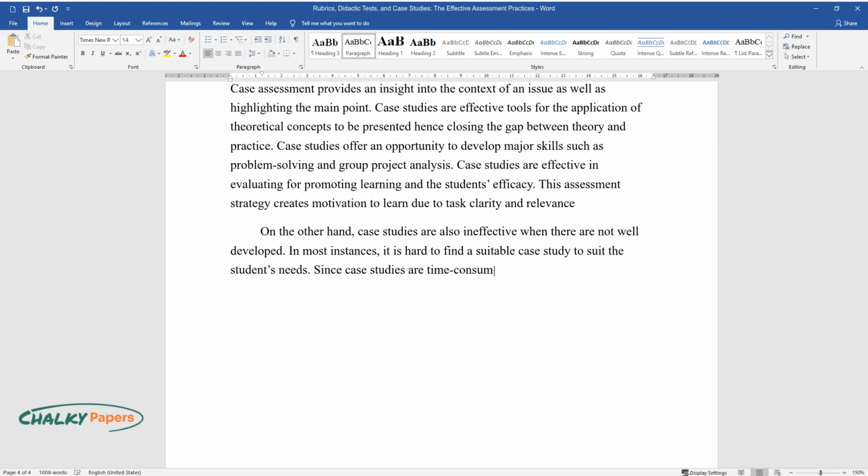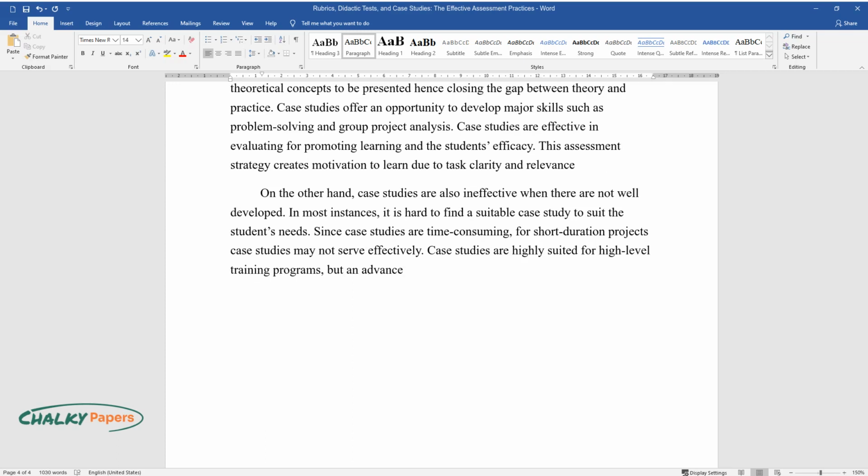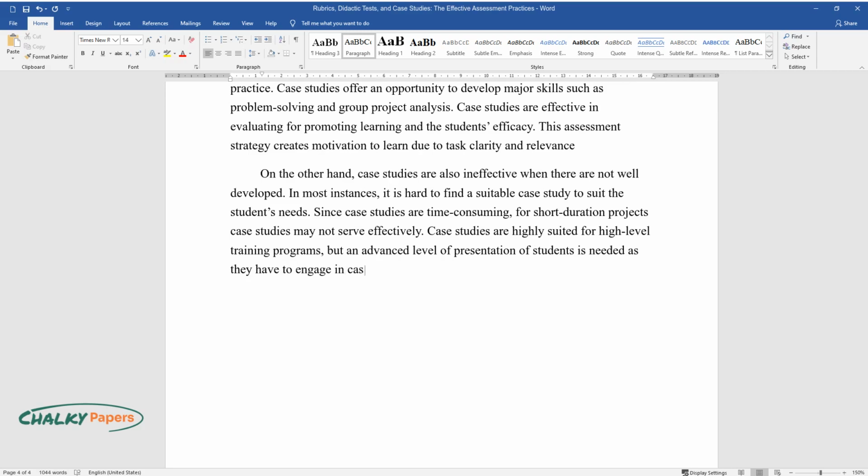Since case studies are time-consuming, for short-duration projects case studies may not serve effectively. Case studies are highly suited for high-level training programs, but an advanced level of presentation of students is needed as they have to engage in case analysis.